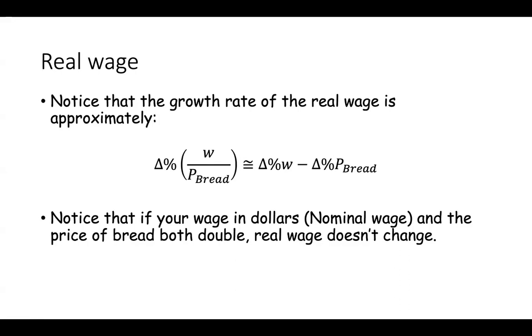Now more generally, we can illustrate that with an approximation. So we will look at what is the percentage change of your real wage? Well, the real wage is the ratio of your nominal wage and the price of bread. And it is a mathematical fact that we can approximate this as the percentage change of what is upstairs, your nominal wage, minus the percentage change of bread.